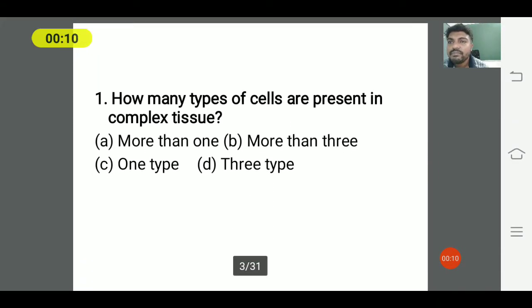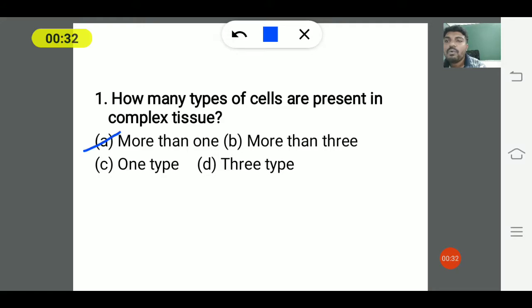So first question, how many types of cells are present in a complex tissue? Options: more than one, more than three, one type, three types. So complex permanent tissues always have more than one.